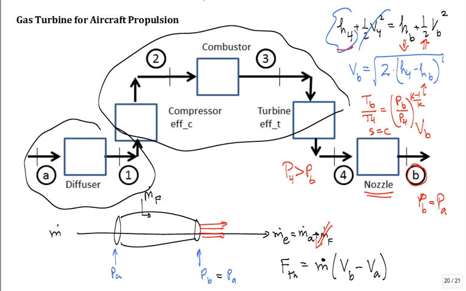So the key equations are something like this for the isentropic expansion, or acceleration, I should say, through the nozzle, and then the conservation of energy. Same thing over here, same equations for the diffuser. All right. Let me do this.